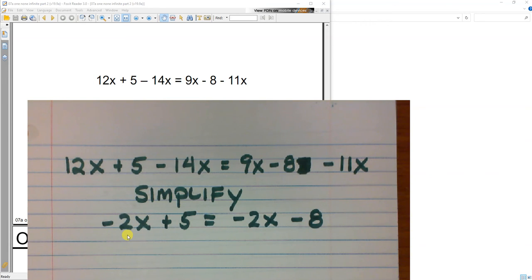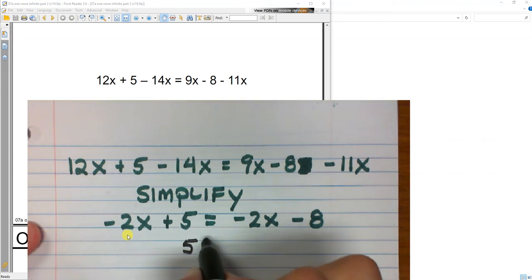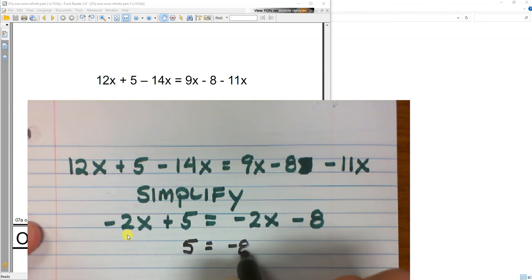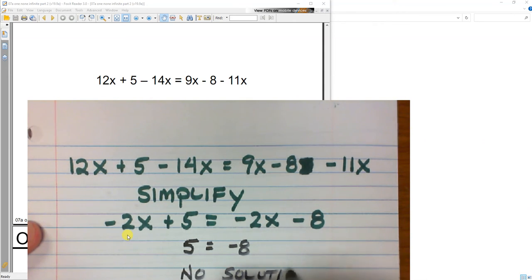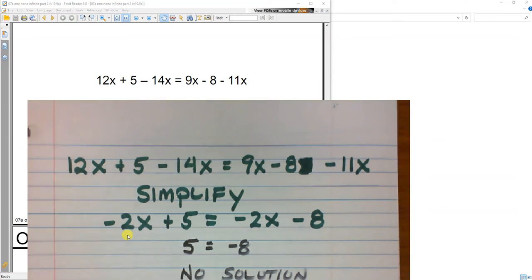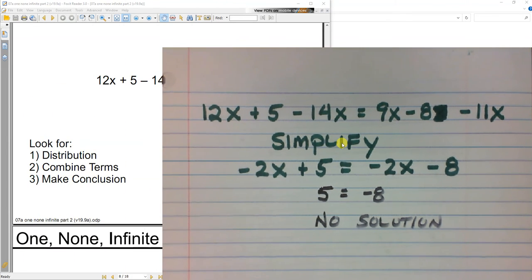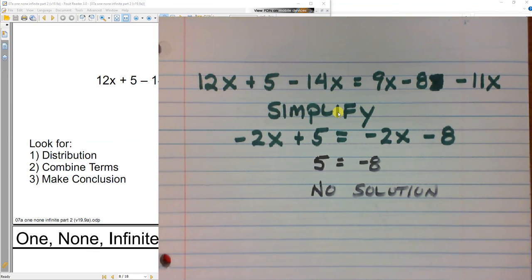And this is telling me there is no solution. 5 equals negative 8, no solution. So what do I need to do? I need to simplify, combine terms, and make a conclusion. So let's get that into our notes.